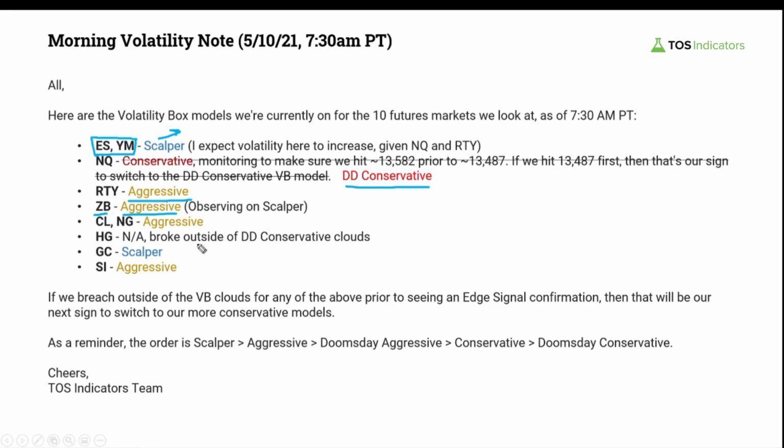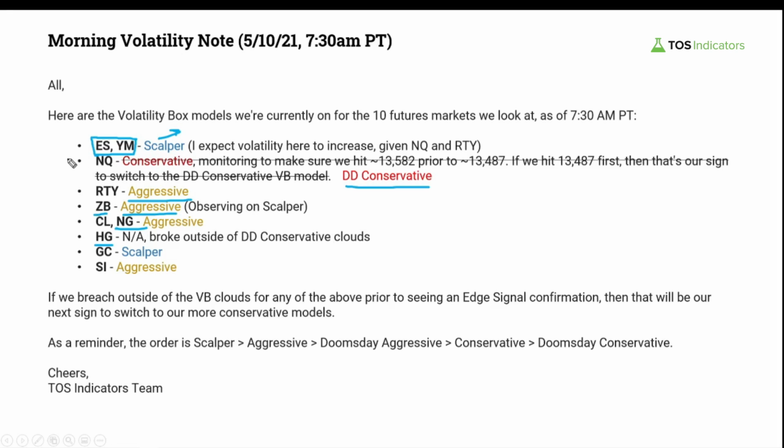Now, one quick note before I move forward, the scalper models are still fairly new. They're currently available for the S&P, the Dow, the NASDAQ, the Russell, gold, and silver, and they're currently in beta mode or study mode in the 30-year bond along with the crude oil markets. For the remainder two markets, so that's natural gas and copper, the aggressive volatility box is the most aggressive model that we have available. All right, so hopefully this gives you an idea of the entire volatility landscape.